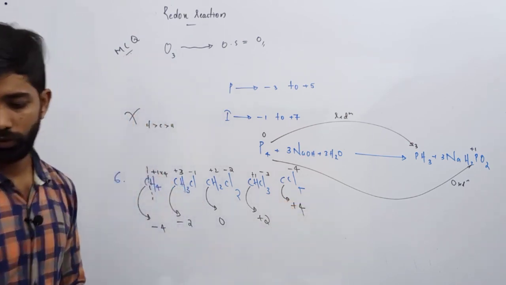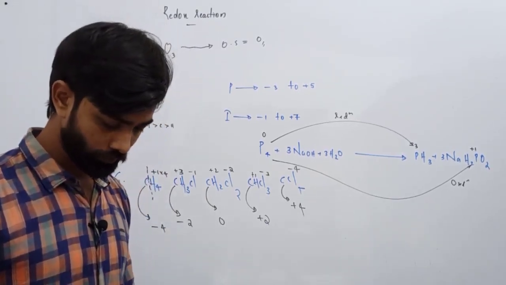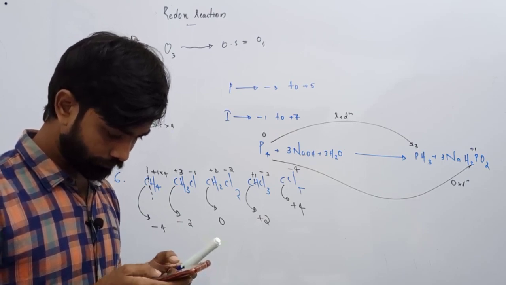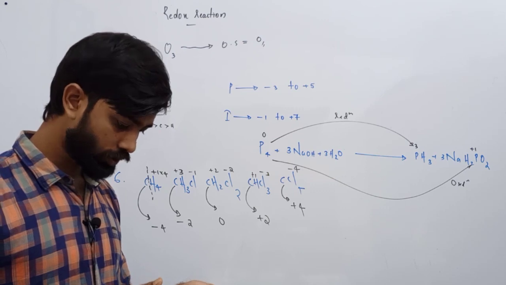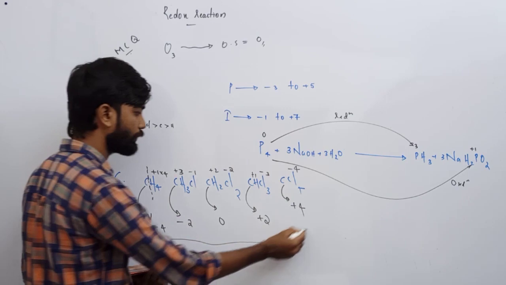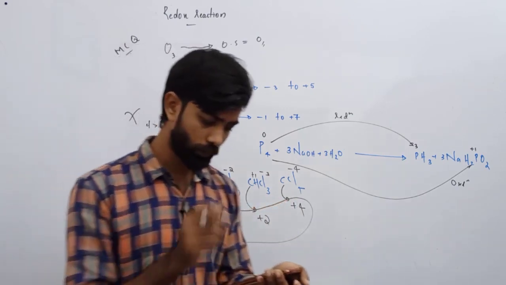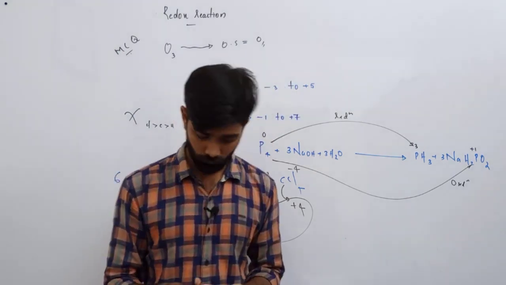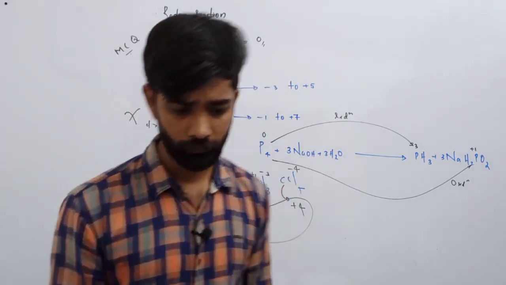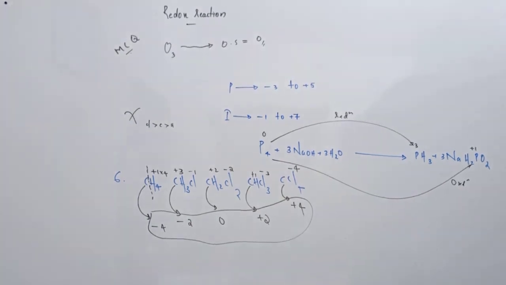So what about the question? The question is, you have to write the oxidation states of carbon in the respective order. So it is minus 4, minus 2, 0, plus 2, plus 4. The choice is 1. Okay, fine. Moving to the next question.